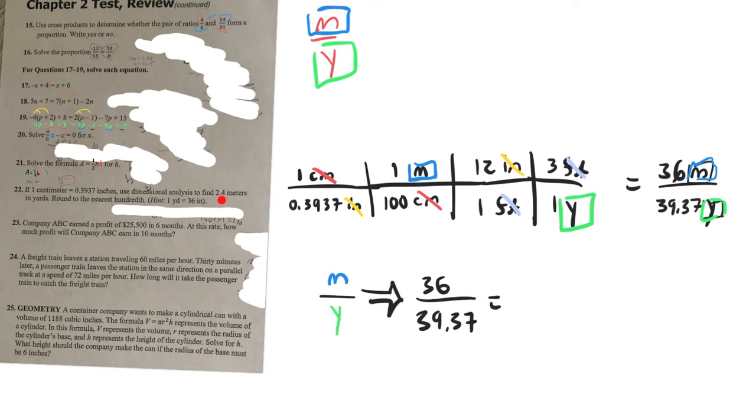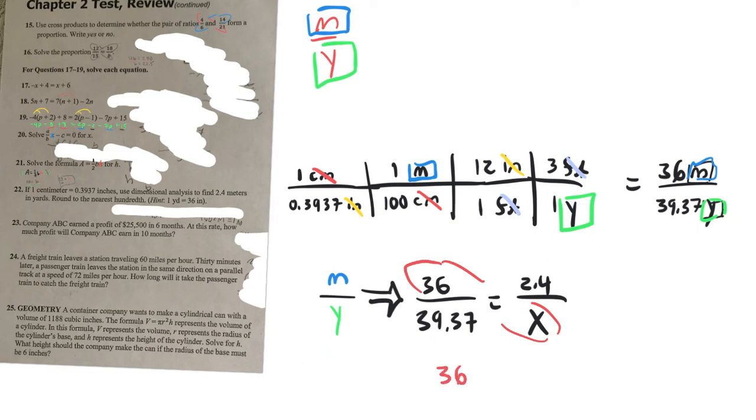We could set that equal to, now what do we want? We want to know what is 2.4 meters in yards. So we're looking at 2.4 meters, that goes on top, corresponds with how many yards, right? That's what we're trying to figure out. 2.4 meters corresponds with how many yards? Well, this is a proportional relationship. So at this point, we can then cross multiply, right?